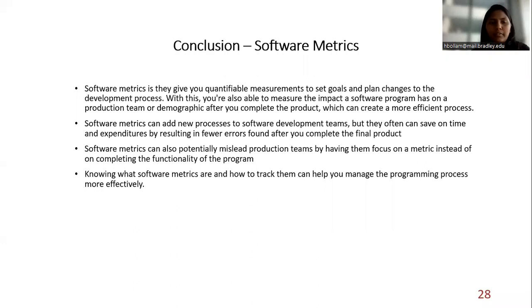Coming to the conclusion for Software Metrics, that is part one, Software Metrics provides a quantifiable measurement to set goals and plan changes to the development process, and helps to measure the impact a software program has on the production team. And Software Metrics can add new processes to software development teams, which results in fewer errors and is cost efficient. Sometimes it might mislead teams by focusing mainly on metrics instead of completing the functionalities of the program or product. So to conclude, knowing what software metrics are and how to track them can help you manage the programming process more effectively.